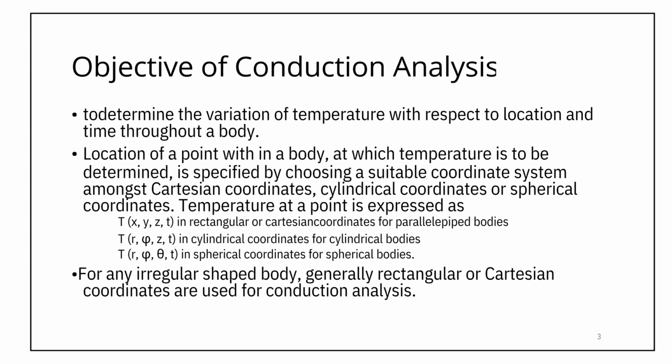Temperature at a point is expressed as T of x, y, z, t in rectangular or Cartesian coordinates for parallelepiped bodies, T of r, theta, z, t in cylindrical coordinates for cylindrical bodies, T of r, theta, phi, t in spherical coordinates for spherical bodies. For any irregular shaped body, generally rectangular or Cartesian coordinates are used for conduction analysis.